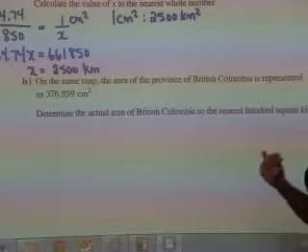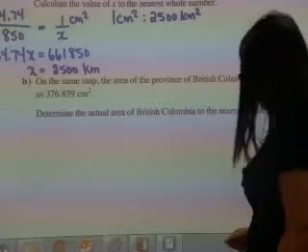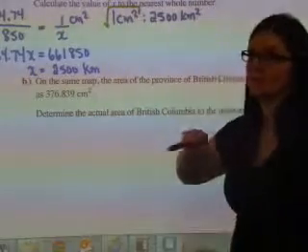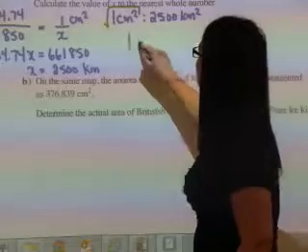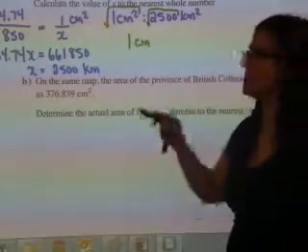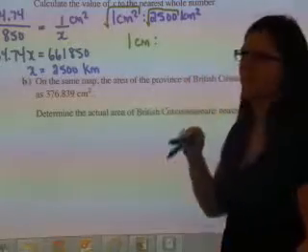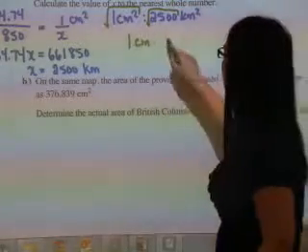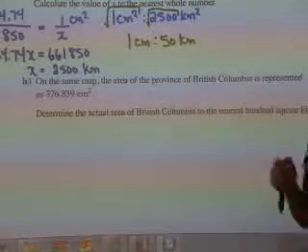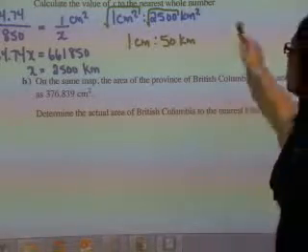So now if I square root this, what's the square root of 1? 1. And what is the square root of 2,500? Not 25. Yeah, 50. So 1 centimeter is equivalent to 50 kilometers.